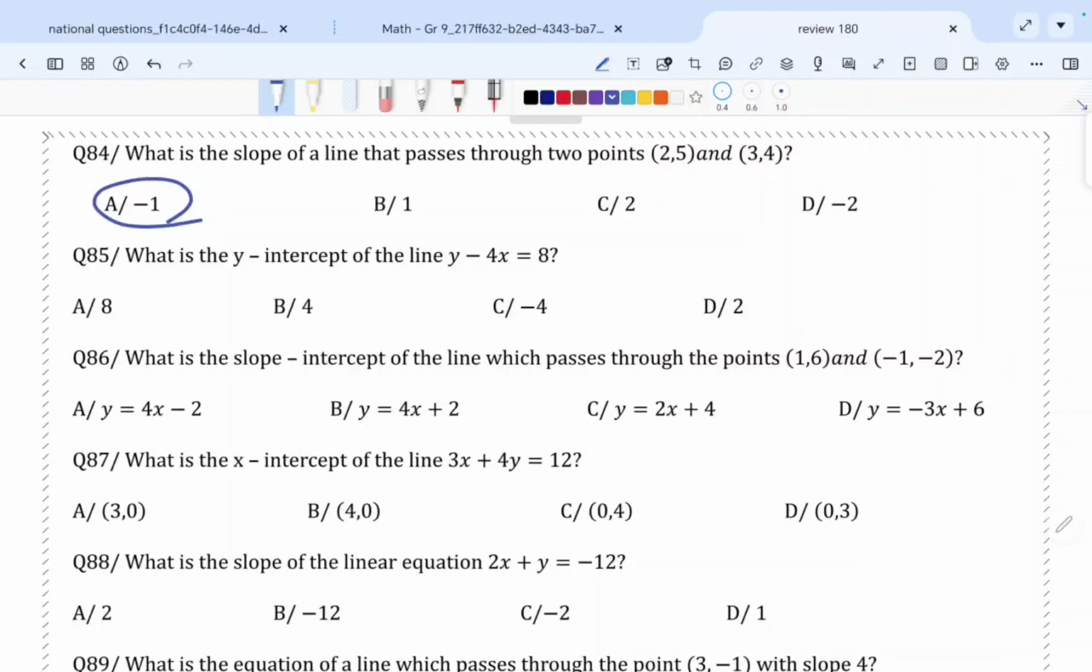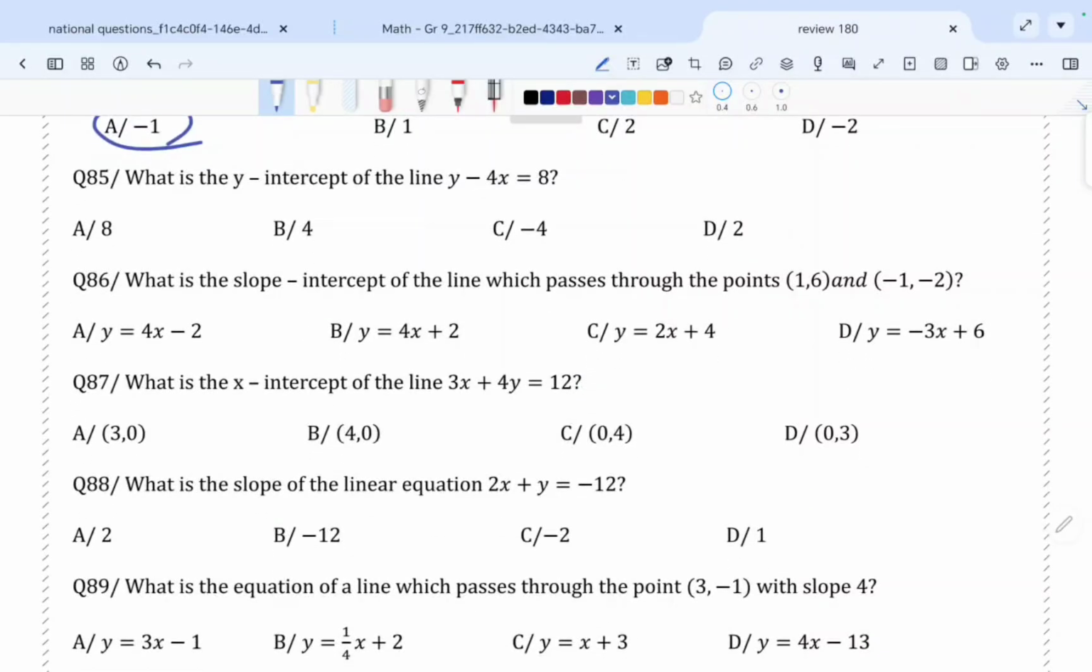Again, (2, 5). You have x1 and x2, y1 and y2. When you solve it, the answer will be negative 1.